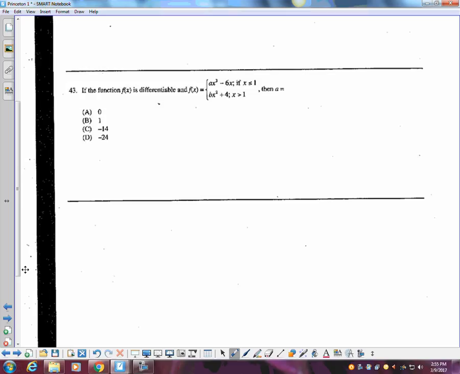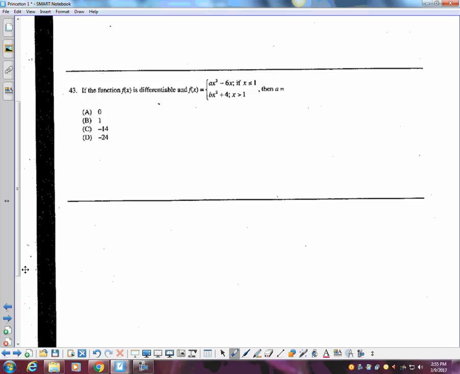Right? Okay. Now, if it's differentiable, it also has to be continuous. It's assuming that it's continuous. Well, guys, if I'm continuous, what has to be true about those two suckers? They have to equal each other at 1. You just made your system. Okay? So let's do continuous first.